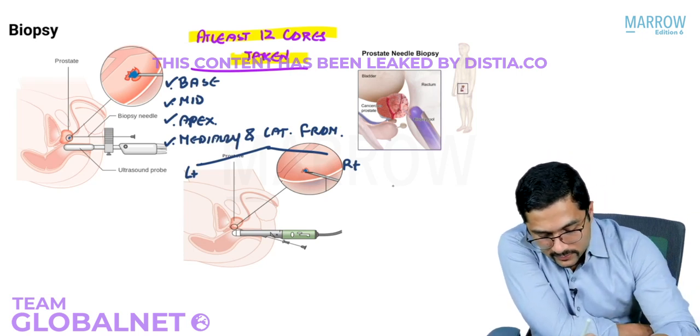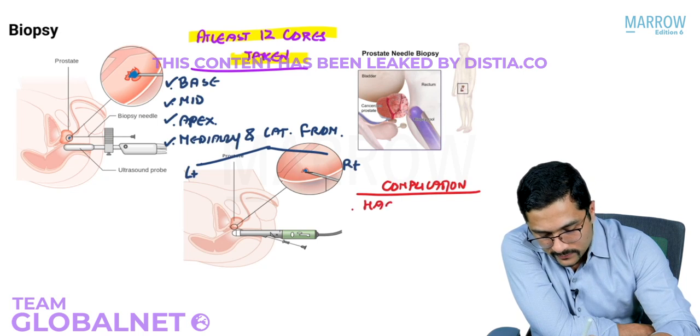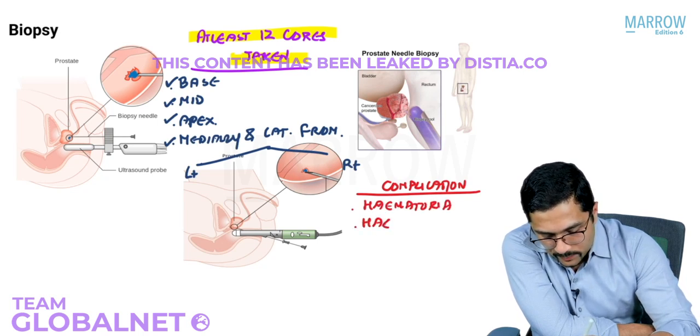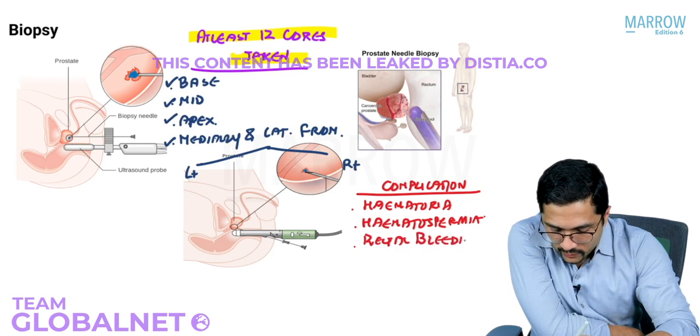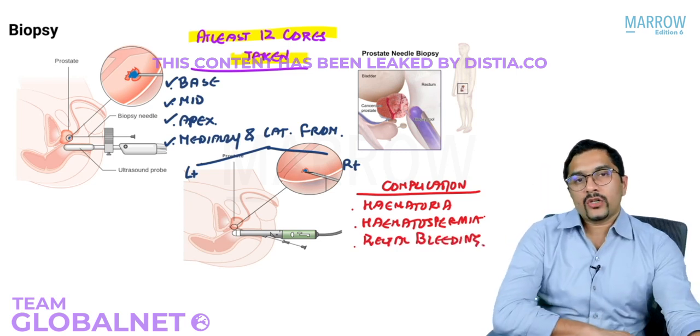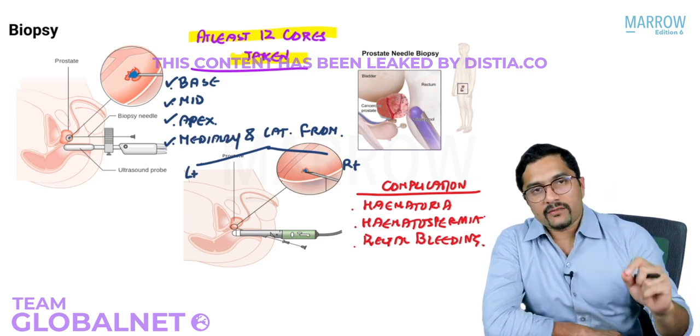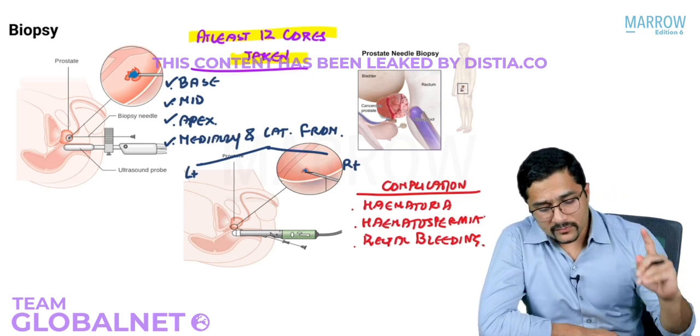And the complications when you do a TRUS-guided true-cut biopsy: you can have hematuria, there can be hematospermia, or there can be rectal bleeding. These are the complications of a TRUS-guided true-cut biopsy procedure, which is the investigation of choice.